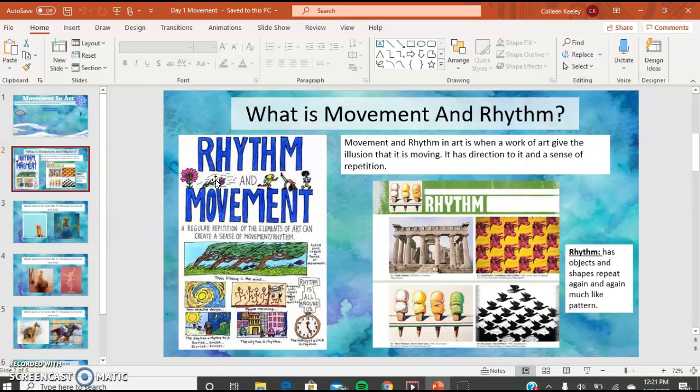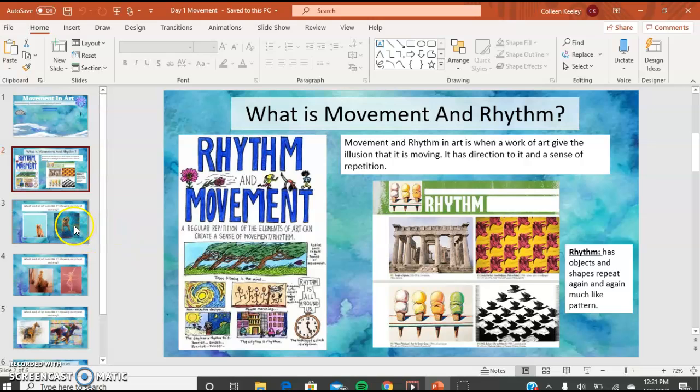Okay. Just like with people, if you had a person standing straight up, or sitting down, then they don't really look like they're moving. But if you draw their arms and legs and their feet going in a certain direction, it creates this illusion that there's movement.